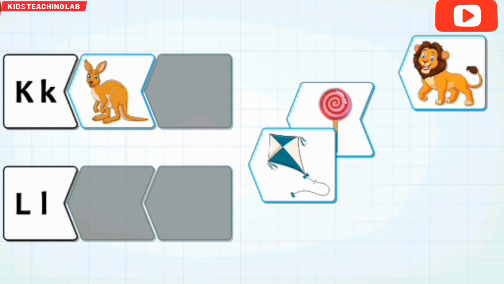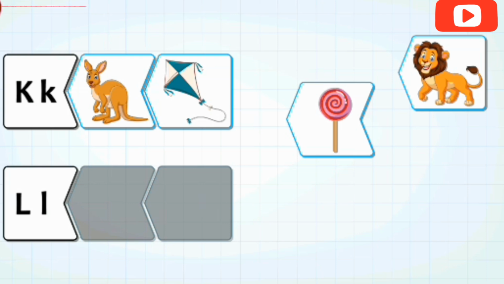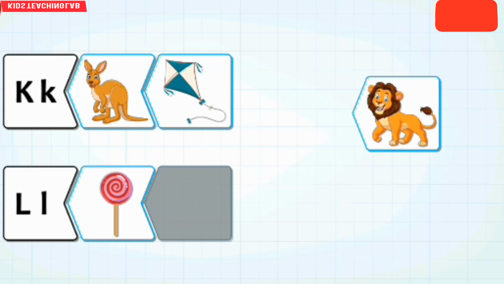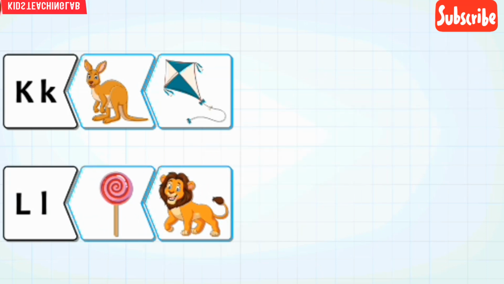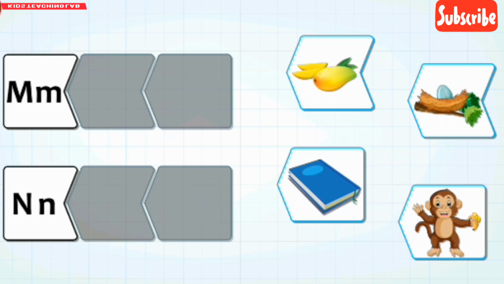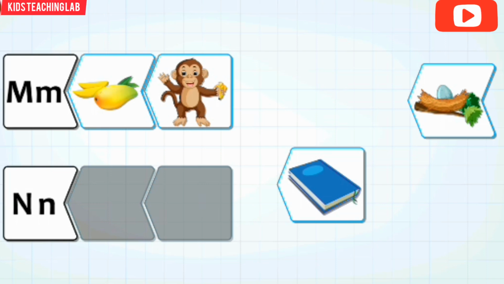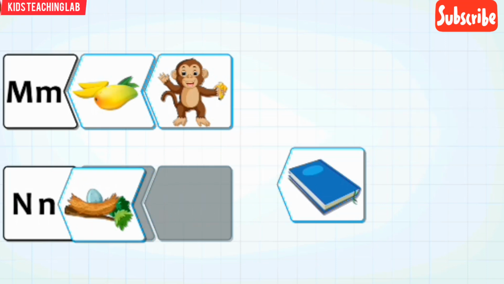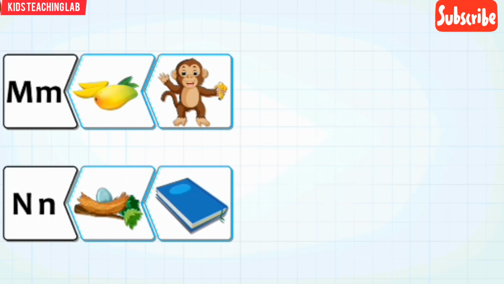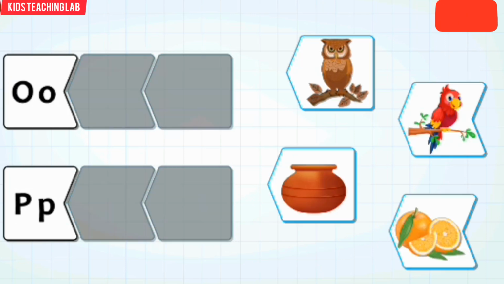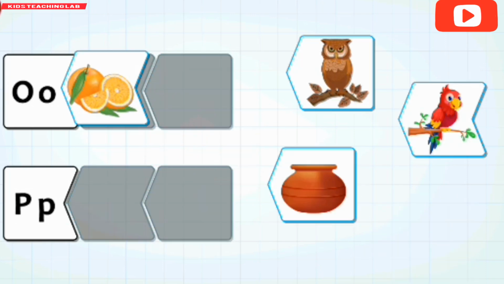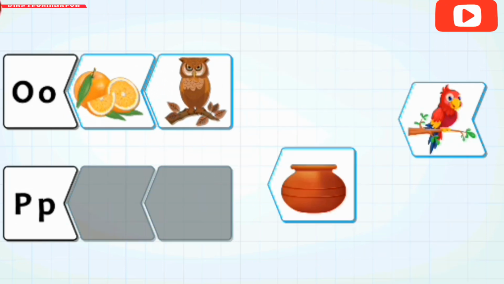K for kangaroo, K for kite. L for lollipop, L for lion. M for mango, M for monkey. N for nest, N for notebook. O for orange, O for owl.